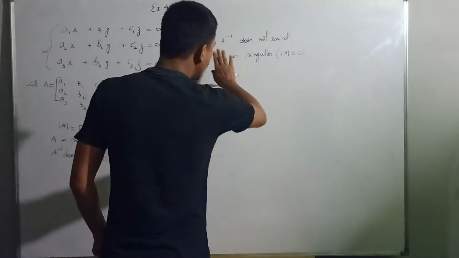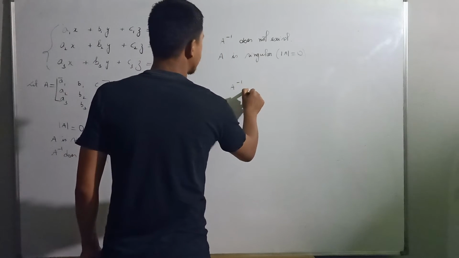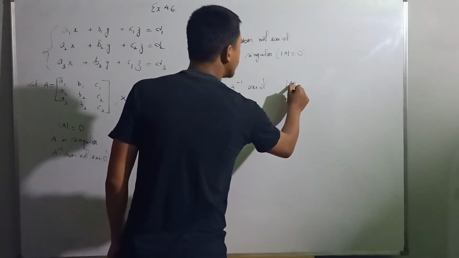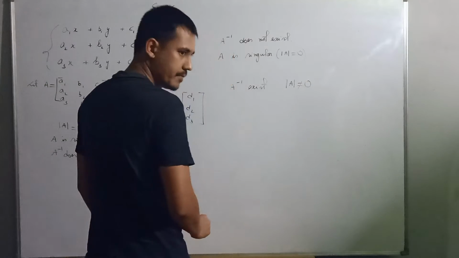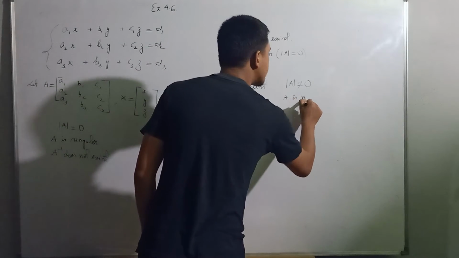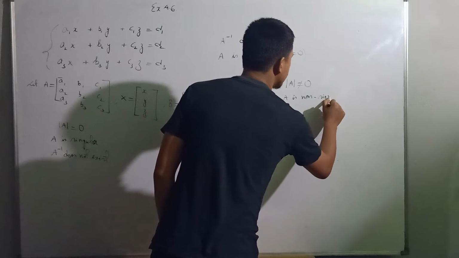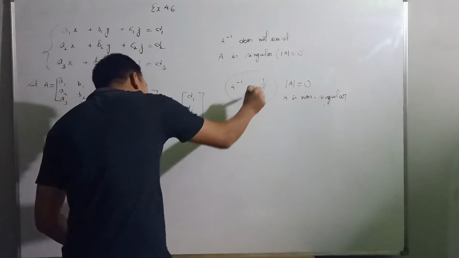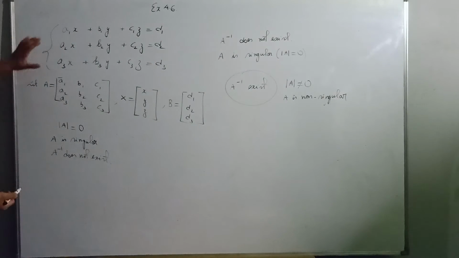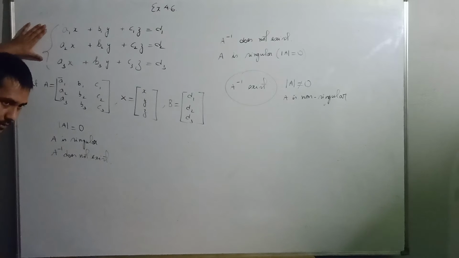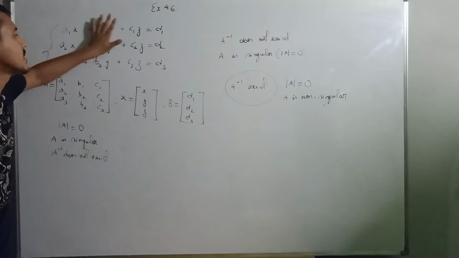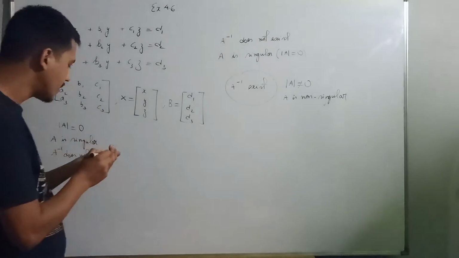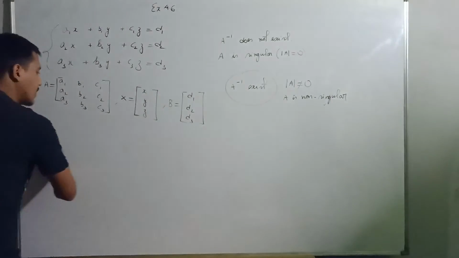But if A inverse exists, that means if your determinant of A is non-zero, then your matrix A is non-singular, then your A inverse exists, and your given system of equations has a solution, right? So, consistent. Are you getting that? Let me explain to you again in the simplest way.